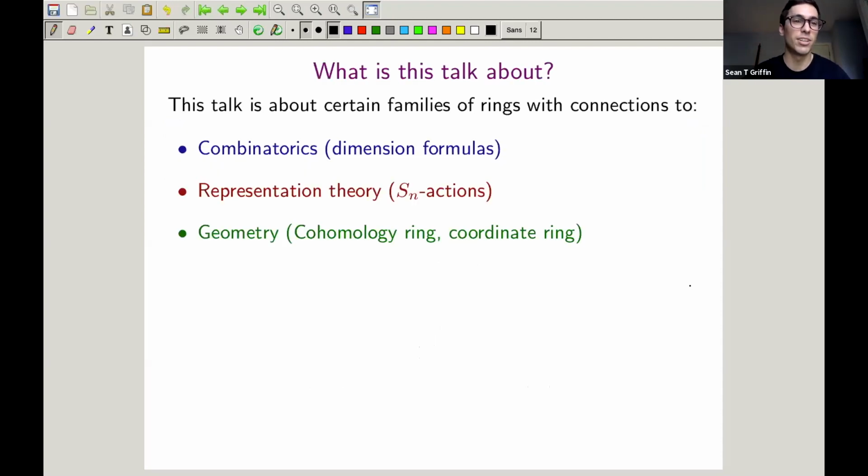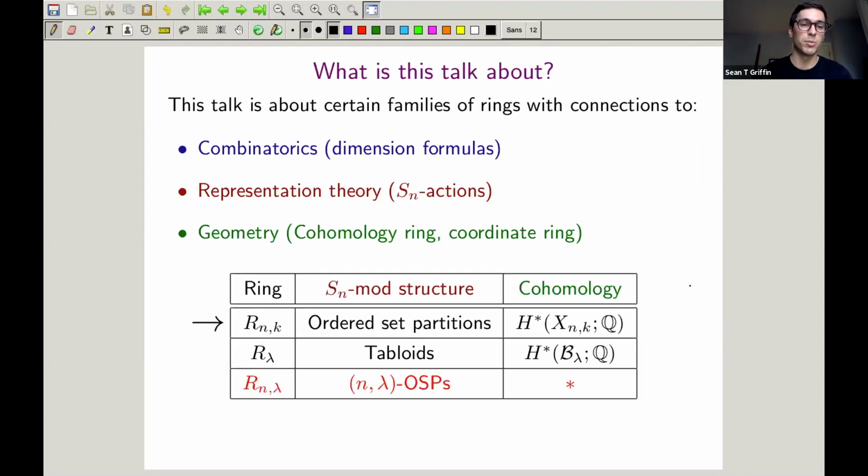At a high level, this talk is about certain families of rings, quotient rings of the polynomial ring, which have connections to different areas. In particular, combinatorics in terms of their dimension formulas, representation theory, because they'll all have symmetric group actions, and we'll study them as Sn modules. And geometry, they'll all be cohomology rings or coordinate rings. So here's a table summary of where we're going.